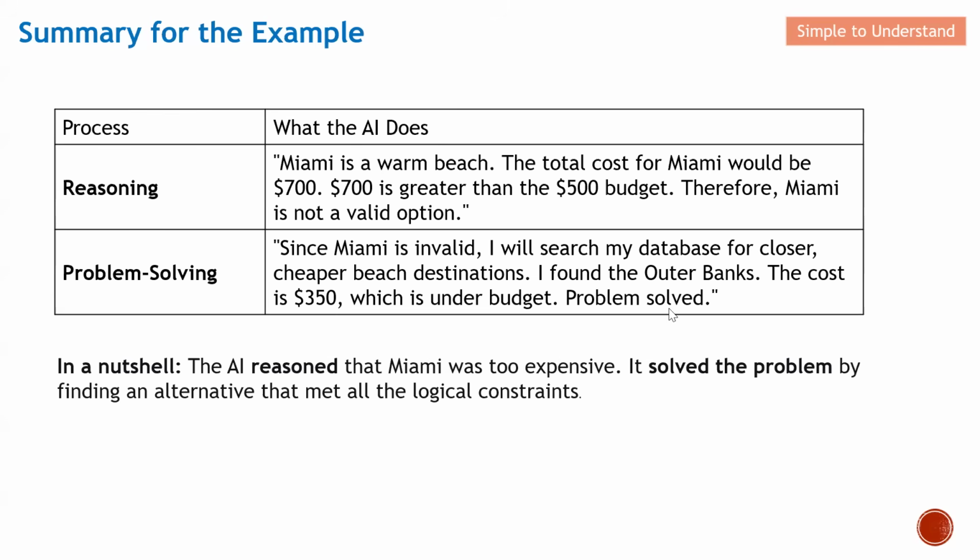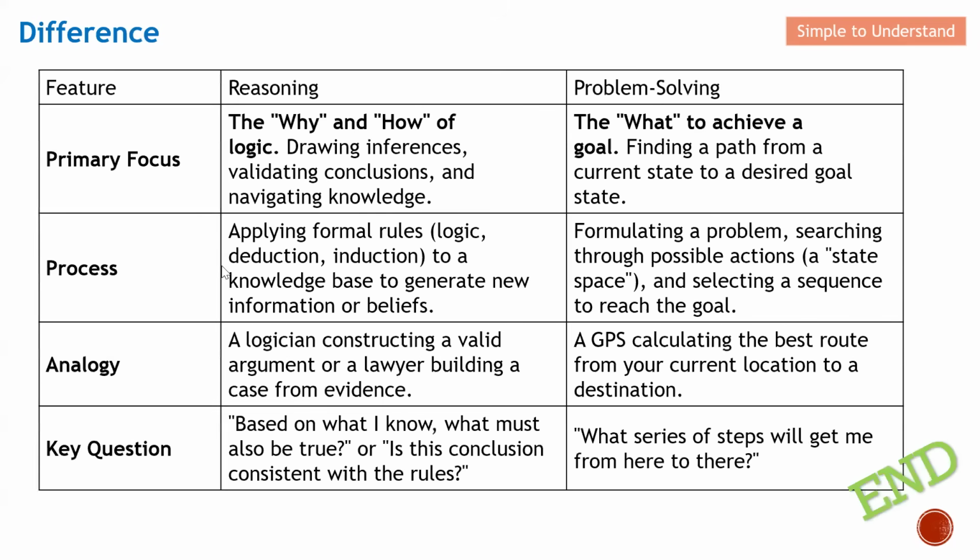Basically, this is the key difference between reasoning and also problem solving. So in a nutshell, the AI reasoned that Miami was too expensive. It solved the problem by finding another alternative that meets all the logical constraints. Okay, so hopefully you have a better idea of the key difference between reasoning and problem solving. Let's come to my last slide. I'd like to draw a quick conclusion, comparing the difference between reasoning and also problem solving.